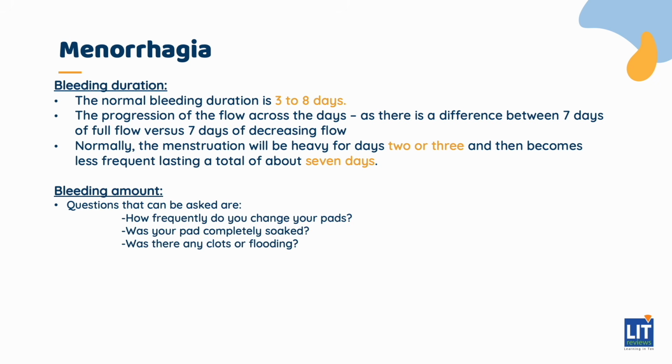For bleeding amount, some questions that can be asked are: how frequently do you change your pads? Was your pad completely soaked? Were there any clots or flooding? If they do not understand the term clots, you can ask whether they passed any tissues or liver-like substance, and if so, how big are the clots by comparing against the size of coins, 5, 10, 20 or 50-cent coins.